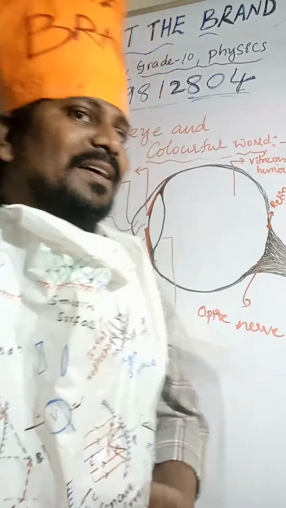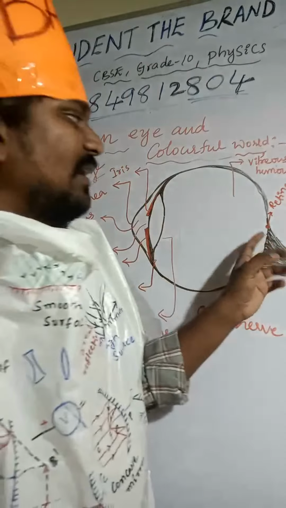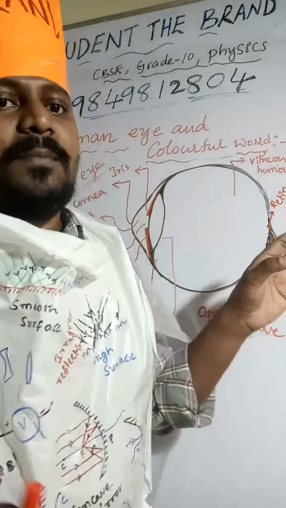Okay, so done. That is about the human eye parts and function, and the blind spot is where all the nerves meet at one point. Blind spot.